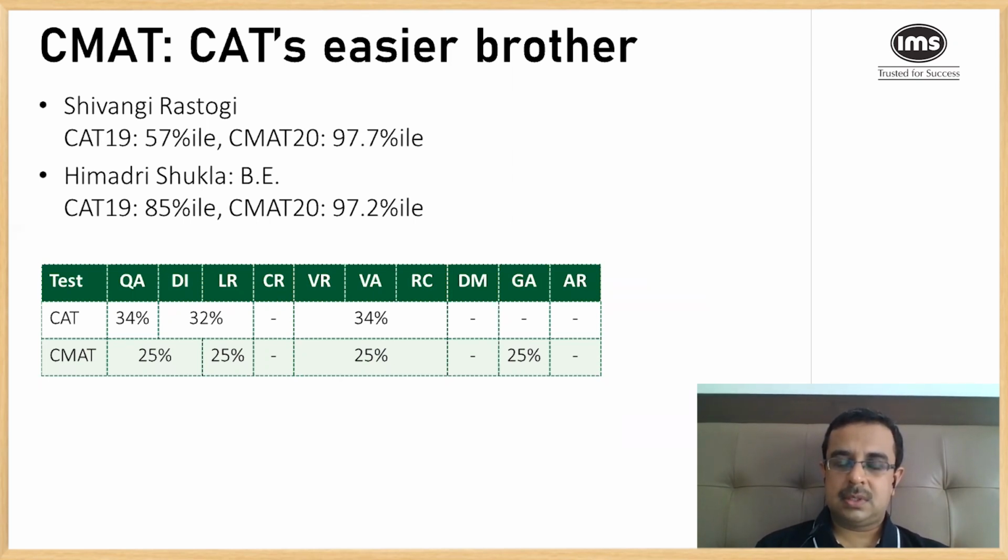And also, the CMAT quite a few times is an exam which is accepted by institutes that also accept the CAT. Many a time it goes parallelly with the CAT, right? And to get into the same institute, it's probably easier to go through the CMAT route than the CAT route, right? As these students demonstrate very effectively, right? Shivangi and Himadri both took the CAT last year, right? Shivangi ended up with only a 57 percentile, but in the CMAT went almost up to 98 percentile, right? And the same is the case with Himadri as well, right?